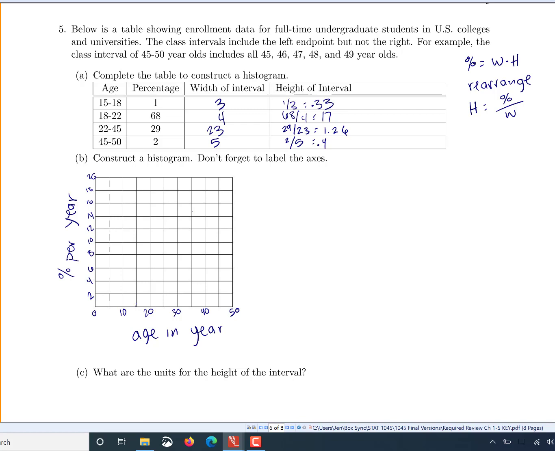So my first category goes from 15 to 18. 15 to 18, I have a height of 0.33. So you can barely see it. My next one goes from 18 to 22 and a height of 17. That makes sense because you would expect to see a lot of undergraduates that are between 18 to 22. Okay, then I go from 22 to 45 and I have a height of 1.26. And I go from 45 to 50 with a height of 0.4.